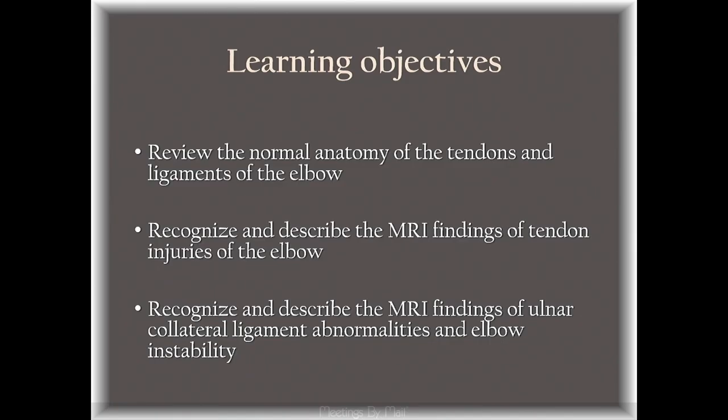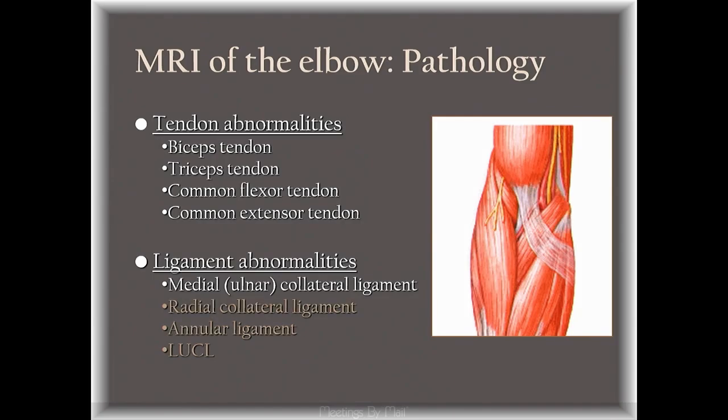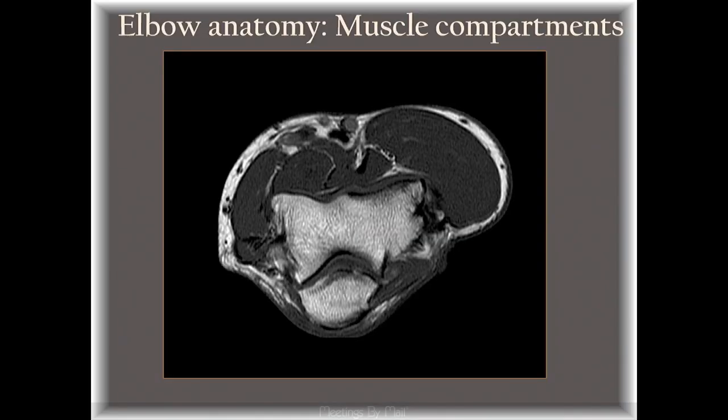So we're going to look at the anatomy as well as the MRI findings of tendon injuries. And specifically, we look at biceps tendon, triceps tendon, common flexor, and common extensor tendons. So I hope you had your coffee. There's a lot to cover, okay? I'm not covering ligament abnormalities.